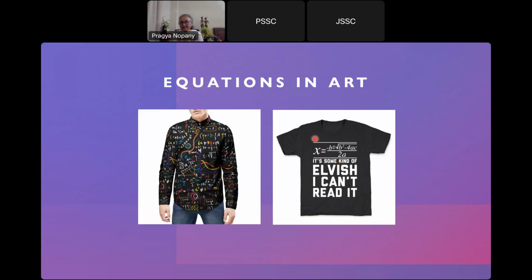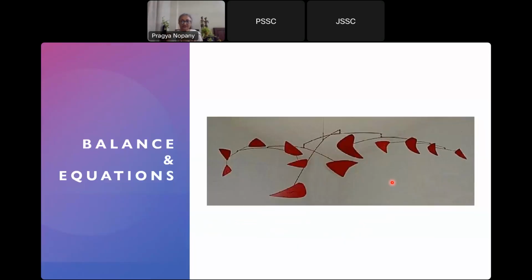It says, they are showing this mantis, and then it's some kind of elvish. I can't read it. So a person who doesn't understand maths is saying it's some kind of elvish. So it's a fun thing written on the t-shirt.